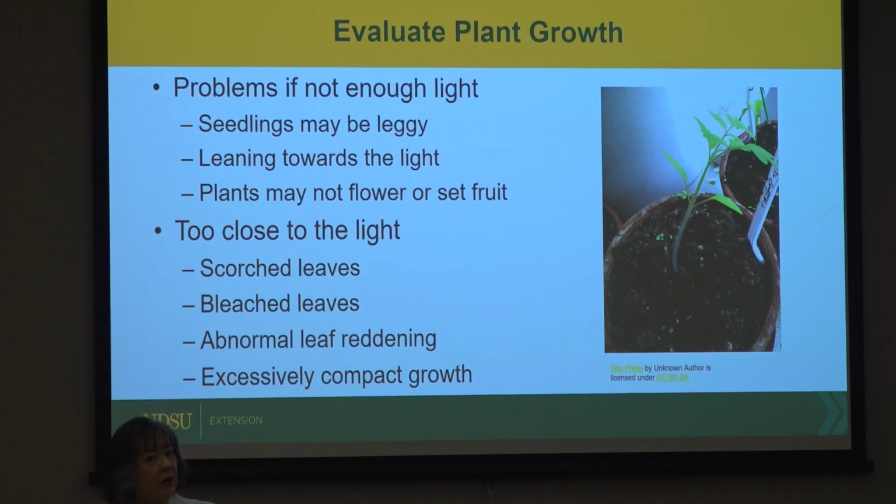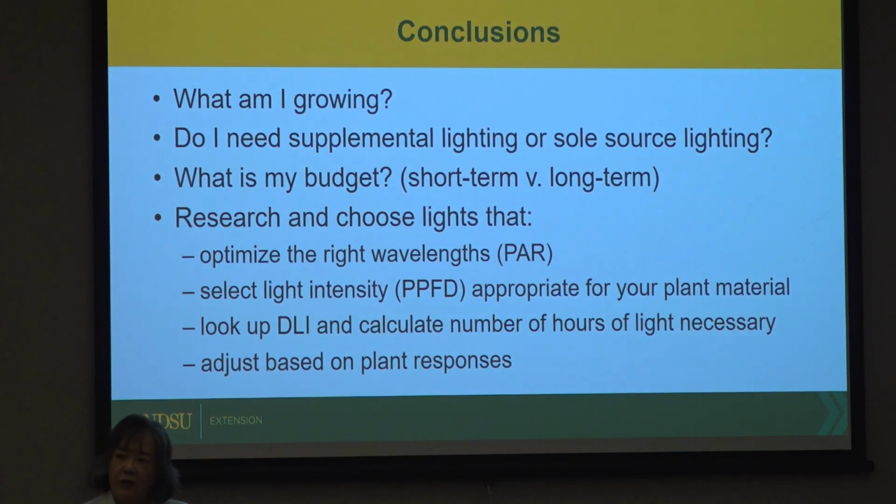Those are symptoms that you've got too much light. You may even see abnormal leaf reddening and excessively compact growth. So we're trying to thread the needle between too little and too much light. But you can watch your plants and see what sort of symptoms they are giving you. If your plants look healthy, if they're nice and compact and not overly leggy, then you've hit the sweet spot. So in conclusion, these are the questions to ask yourself.